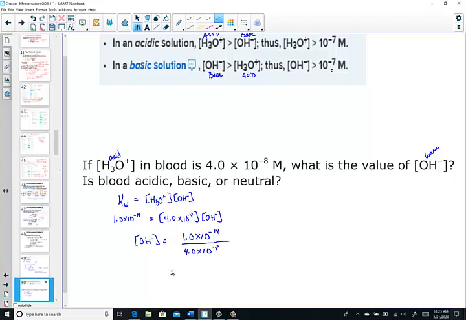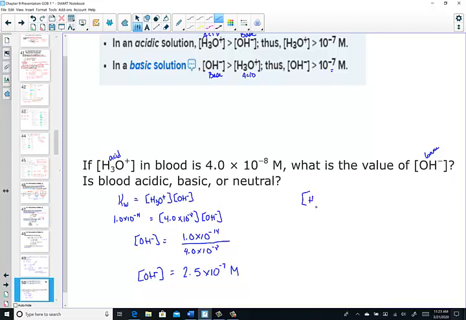And when I do so, remember your calculator sequence, I'm going to hit 1 EE negative 14 divided by 4 EE negative 8. And my screen reads 2.5 times 10 to the negative 7 molar units. Now, which number is greater?